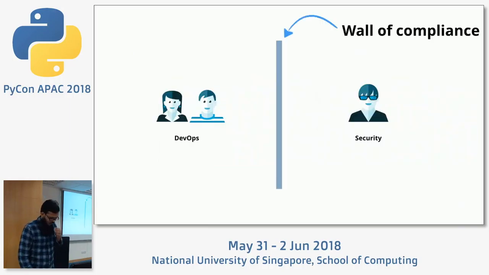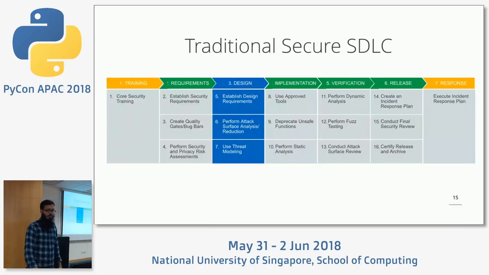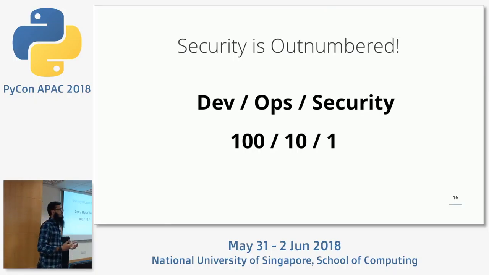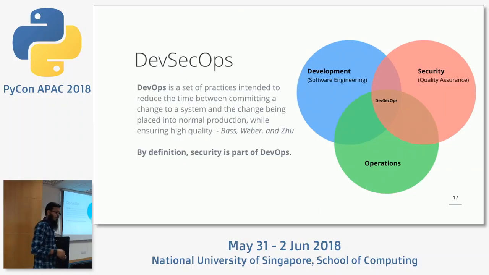The reason for that was predominantly because of secure SDLC, the way we behave, the way we work. The problem is also that the devs to ops to security ratio is about 100 to 10 to 1. So no matter what we do, it's never going to scale. We have to do a better job of implementing, and that's why we now have to embed security as part of SDLC. That is where terms like secure DevOps or security DevOps come into play.